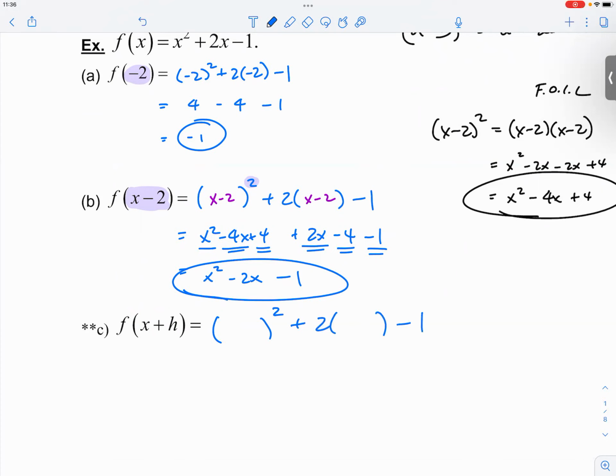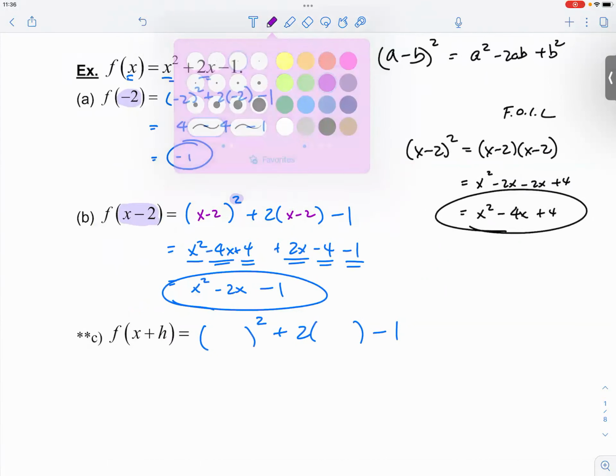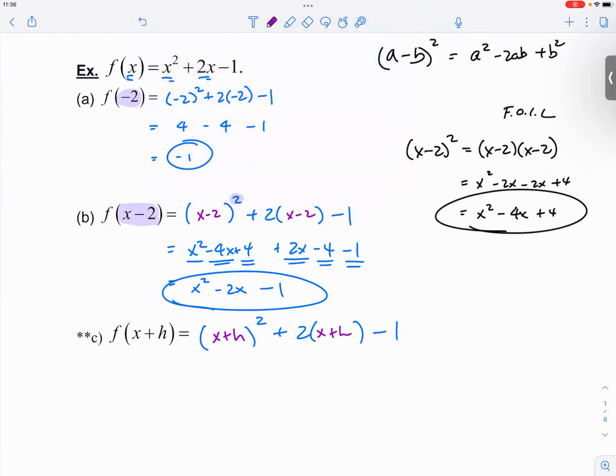So again, what's the meaning of the whole thing, f of x plus h? We're saying, hey, you saw the x earlier with the f of x. Well, you know what it's going to be? It's going to be x plus h. Now, yeah, there's no number. Hey, it's okay. Just work with it. And therefore, we do the FOIL for the first, x plus h squared. So we have x squared plus 2xh plus h squared. And then we have plus 2x, and then plus 2h, and then minus 1.